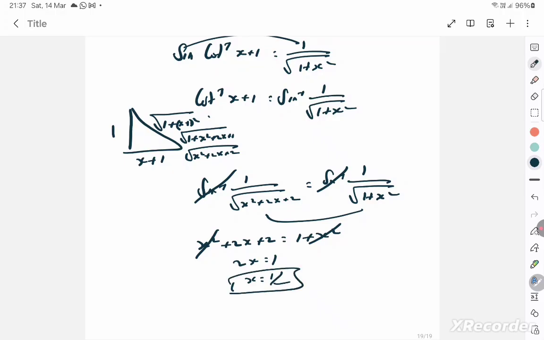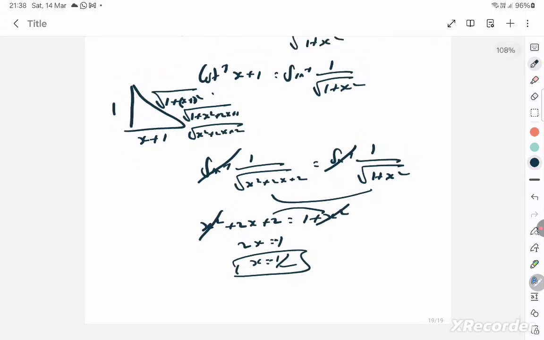I'm not sure if what I'm doing is correct. I'm just trying to see what could be the mistake. Because when the 2 comes that side, it will become minus 1. So x is equal to minus 1 by 2. And that's the right answer for the 18th question.